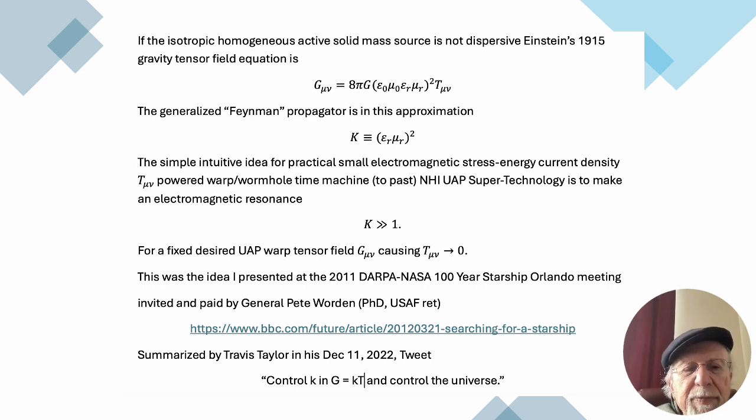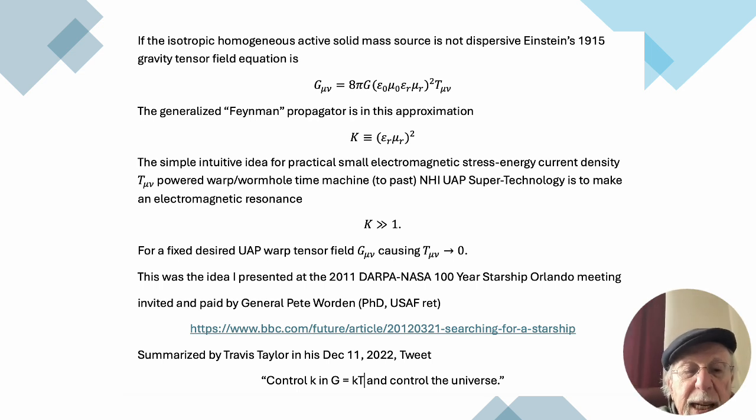So the general idea of low power control of gravity is that you're able to increase the electrogravitic coupling coefficient in Einstein's field equation. If you hold the gravity field fixed, so that you have a desired objective, a desired gravity warp field, and you increase the effective coupling, then the amount of stress energy source tensor you need gets smaller. So that's really the basic idea.